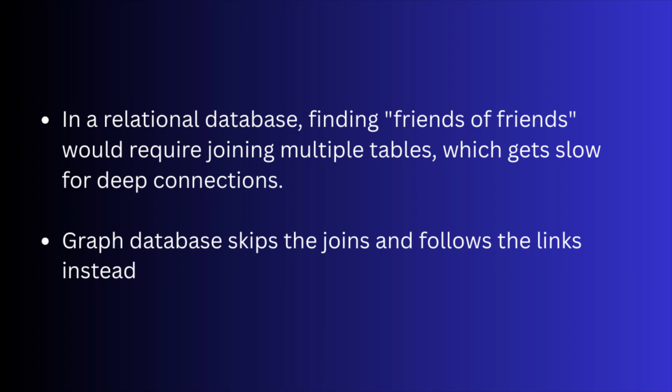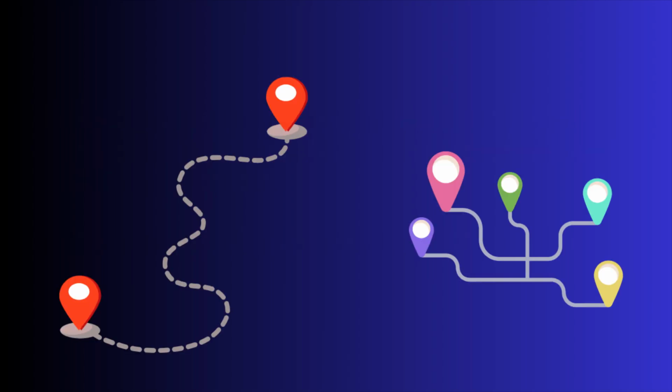Think of a graph database as a GPS for relationships. It already knows the roads, which are the connections between the cities, which are the data points. So it can navigate faster than a database that has to build the map every time. So it already has the map, it only needs to find the best route.